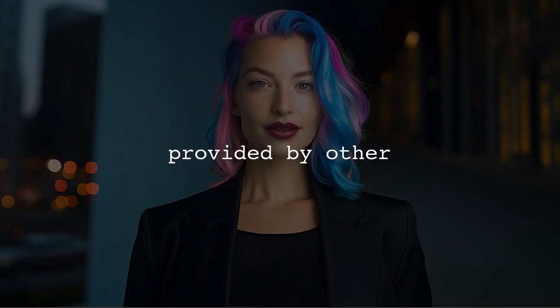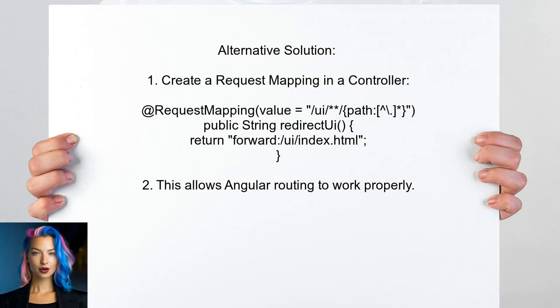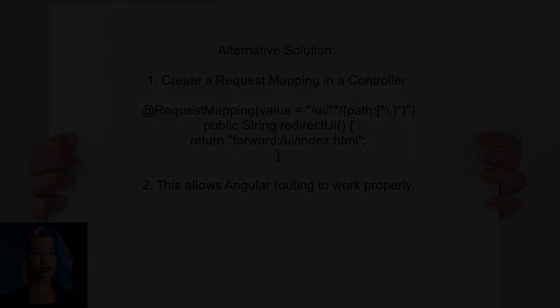Now, let's look at the answers provided by other users. An alternative solution was shared by a user who successfully resolved the issue. They created a request mapping in a controller to handle the URL paths under /UI. This mapping forwards requests to the index.html file, allowing the Angular router to function correctly.